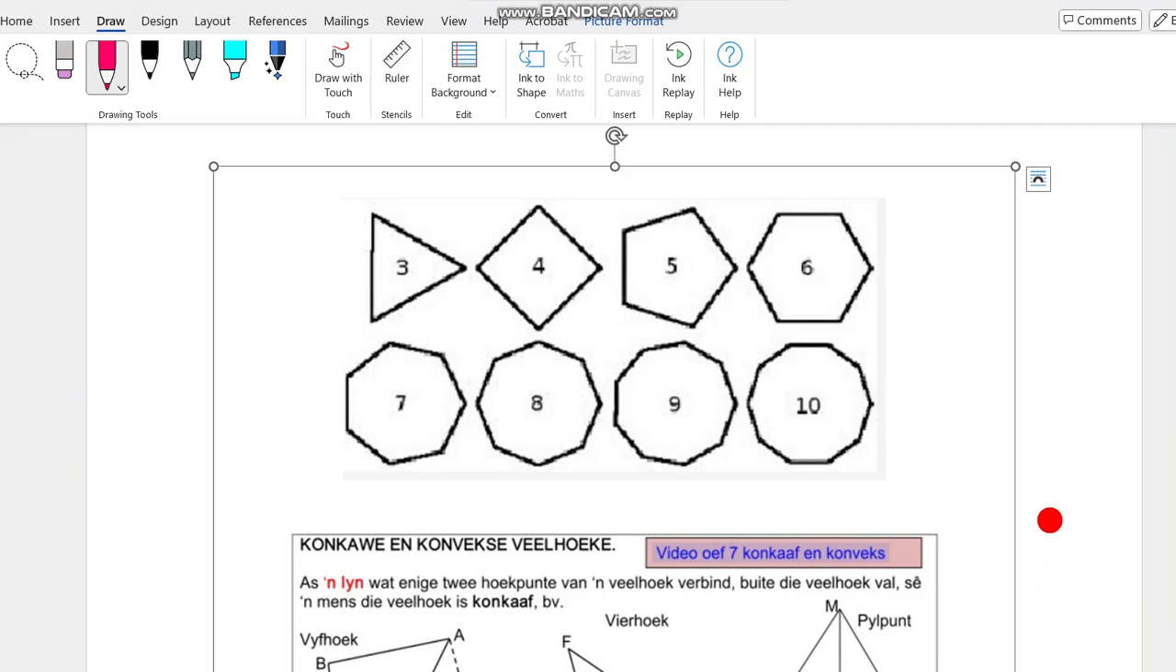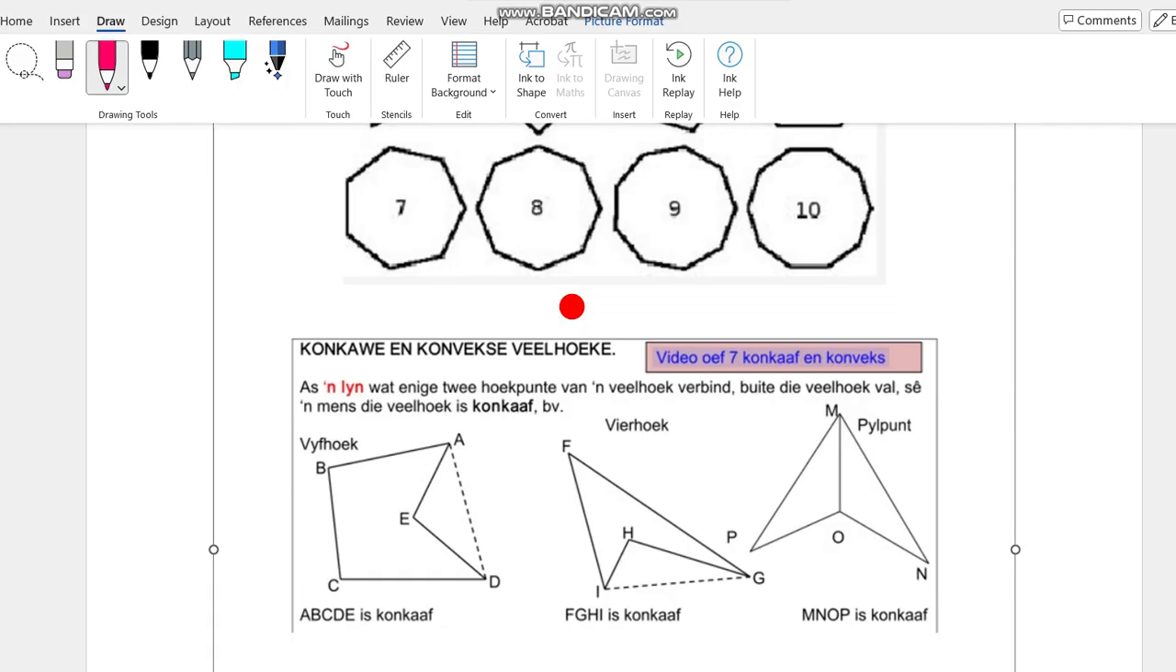Okay, before we go on to concave and convex, this is just a picture I wanted to show you guys. These are all regular shapes: the trigon, the tetragon, pentagon, hexagon, heptagon, octagon, nonagon, and a decagon. So just to show you, this is basically just all regular shapes.